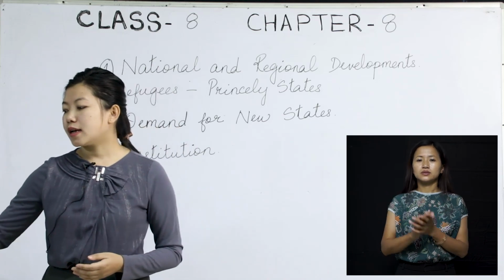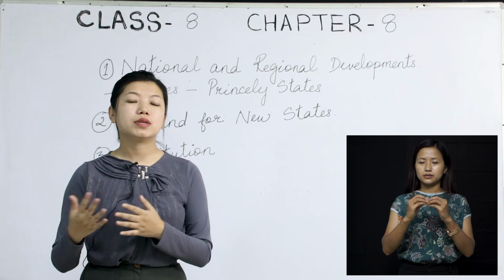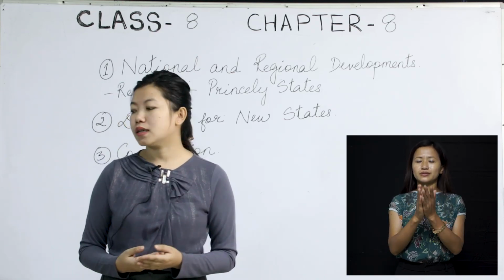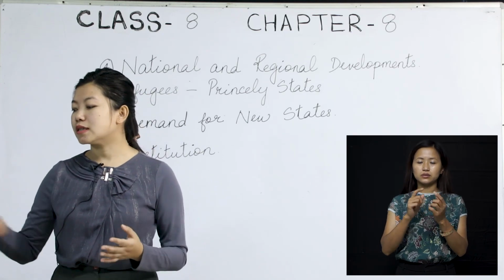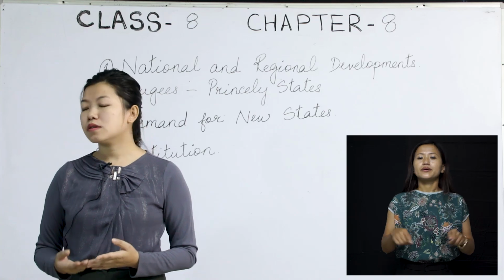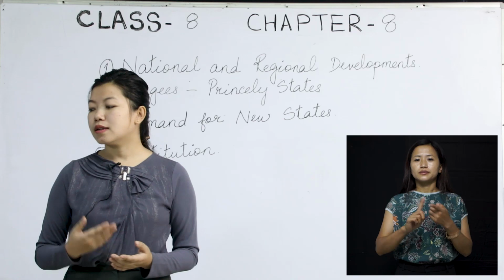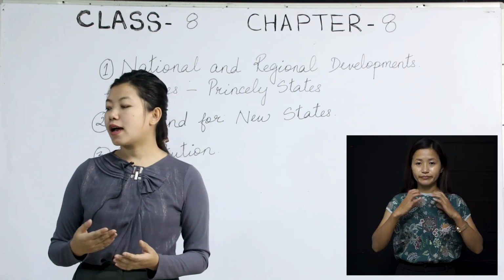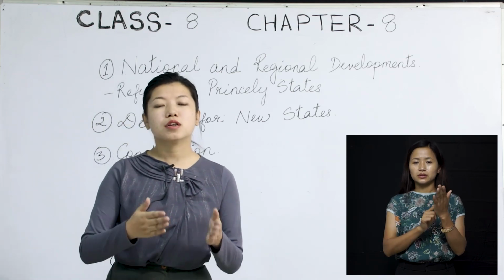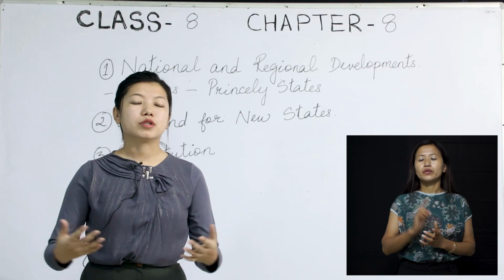Okay, and the Constituent Assembly divided the subjects into 3 lists, that is the union list, the concurrent list, and the state list. The union list deals with taxes, defense, and foreign affairs, whereas the state list deals with education, healthcare, etc. And the concurrent list deals with agriculture and forest. Okay, so these 3 lists work separately, along with their own officials.